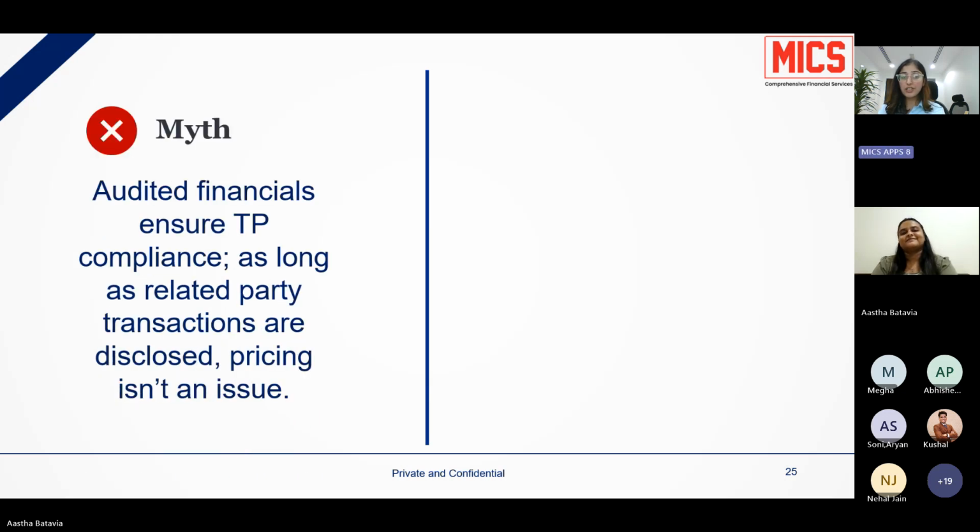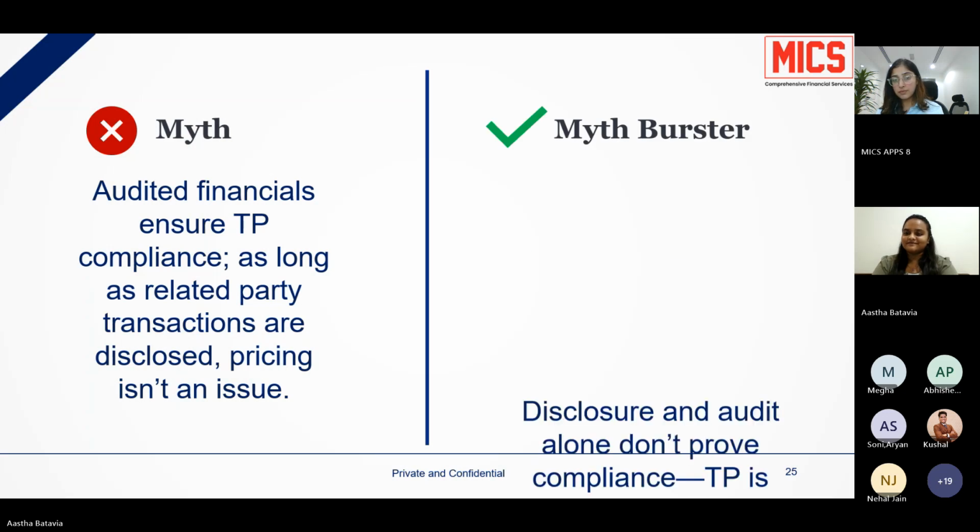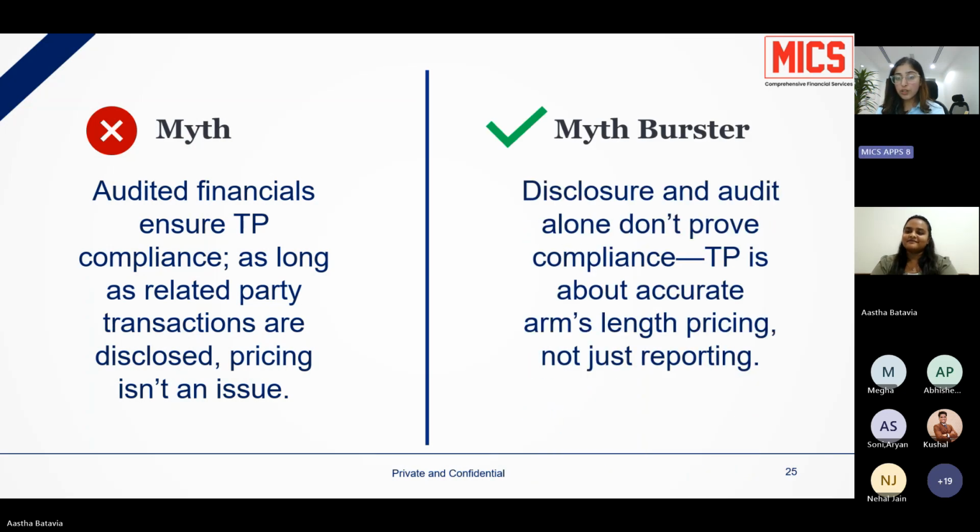Audited financials ensure TP compliance as long as the related party transactions are disclosed. Pricing isn't an issue. Absolutely myth. What is the buster? Disclosure and audit alone don't prove compliance. TP is about accurate arm's length pricing and not just reporting in your financial statements.